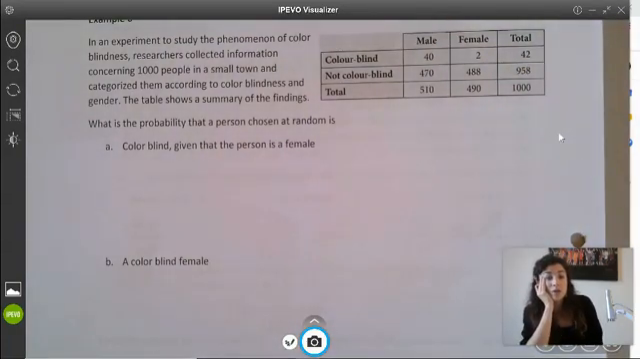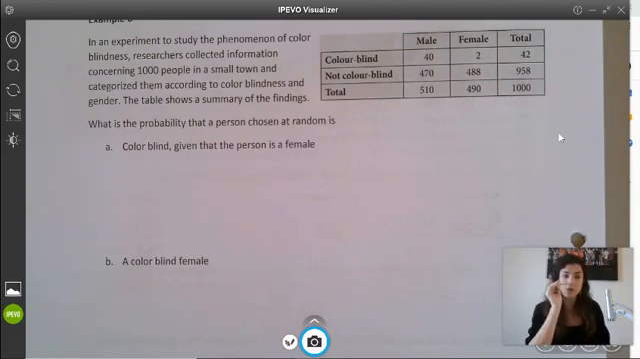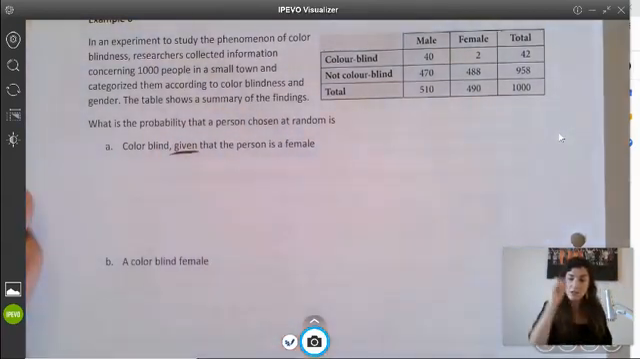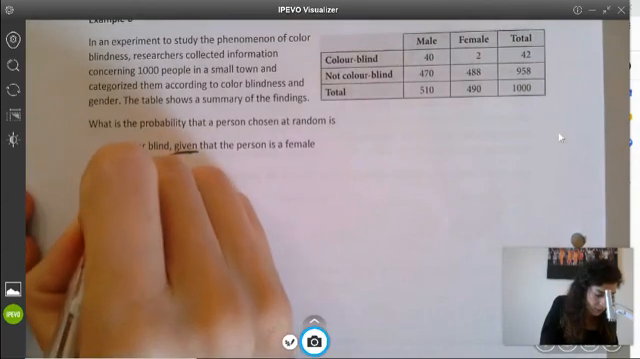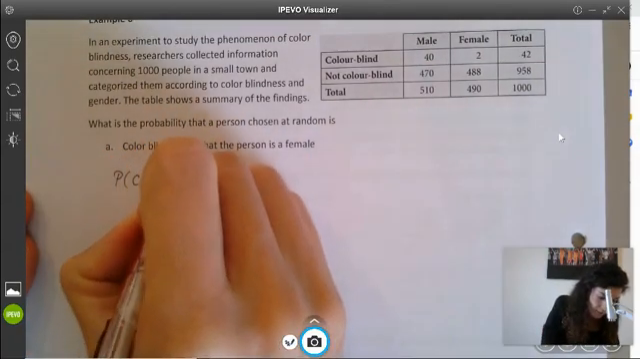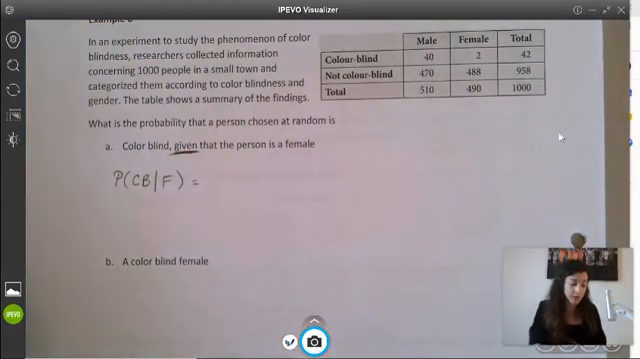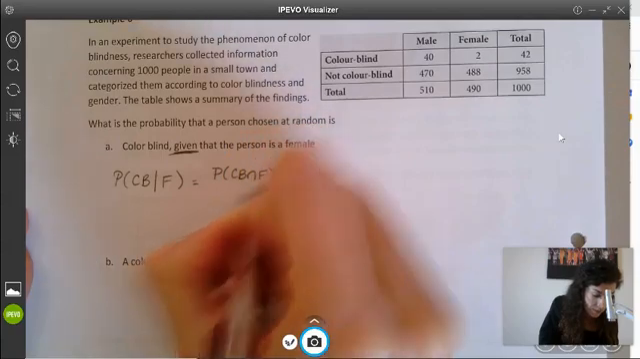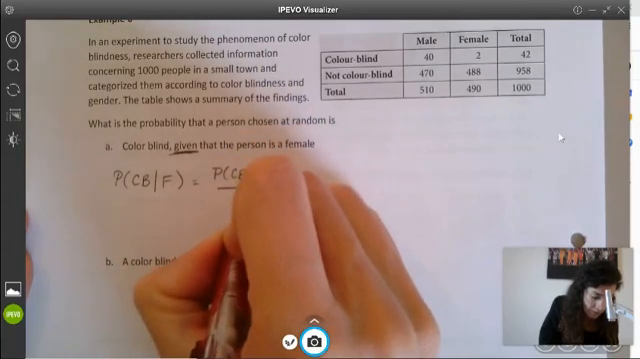So what is the probability that the person chosen at random is colorblind given that the person is female? So this word given here means that we need to do that dash or that line down. So what's the probability that they are colorblind given that the person is female? And you can either remember the formula that it's the probability that they're colorblind and that they're female divided by the probability that they're female.